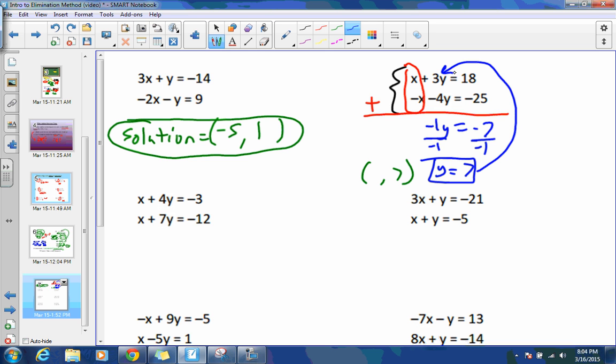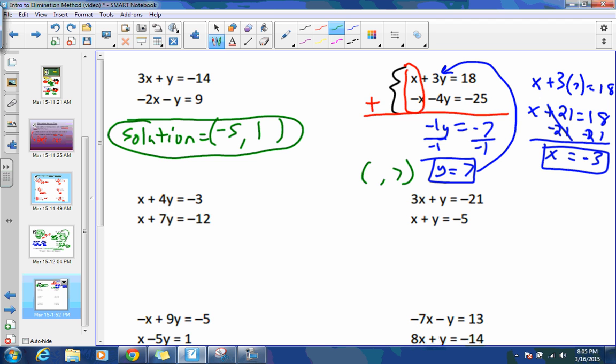Why not? So you should have x plus 3 times 7 equals 18. And that'd be x plus 21, since we know 3 times 7 is 21, equals 18. And then lastly, to solve for x, subtract 21 from both sides. If you do that, it cancels out here. x equals 18 minus 21, negative 3. And we'd have negative 3. That was a really bad 3, so I will rewrite that. And that is our solution, negative 3, 7.